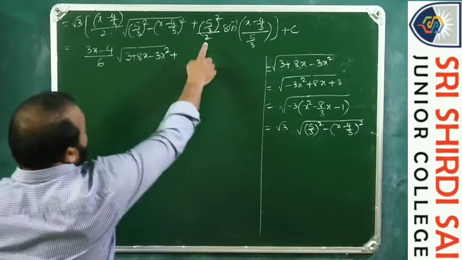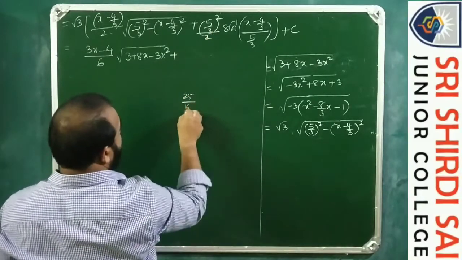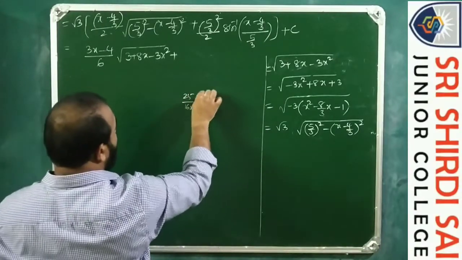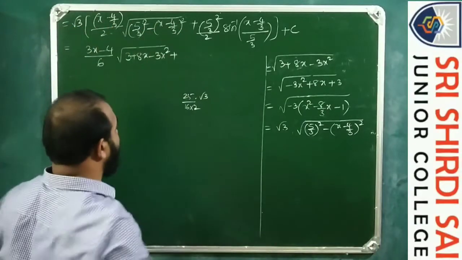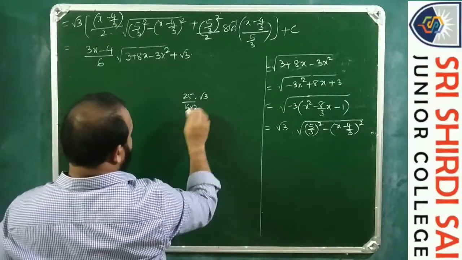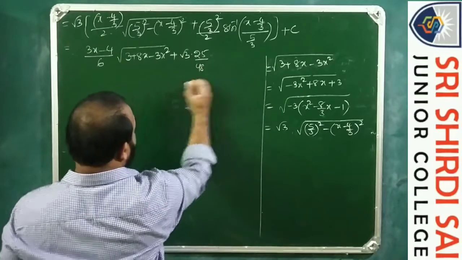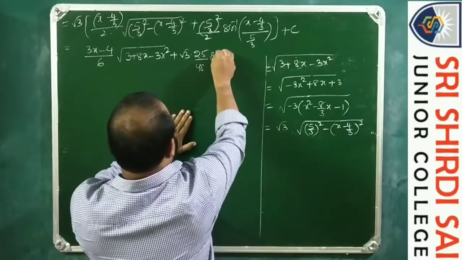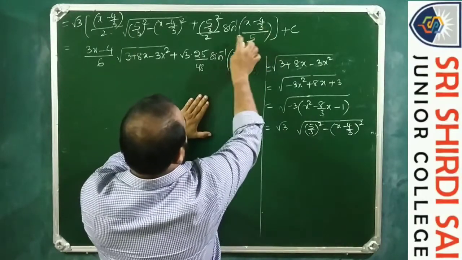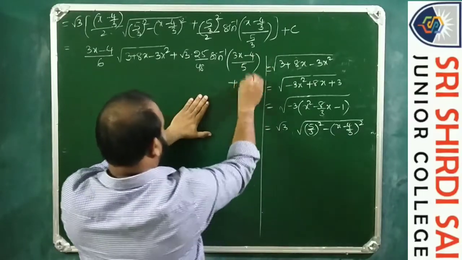Now 5 by 3 whole square is 25 by 3 square, 3 square is 9, 25 by 9 into 1 by 2 into root 3. This root 3 will be multiplied with this. So root 3 into 25 by 18 into sine inverse of 3x minus 4 by 3 by 5 by 3. So 3 gets cancelled by 5, plus constant of integration c.